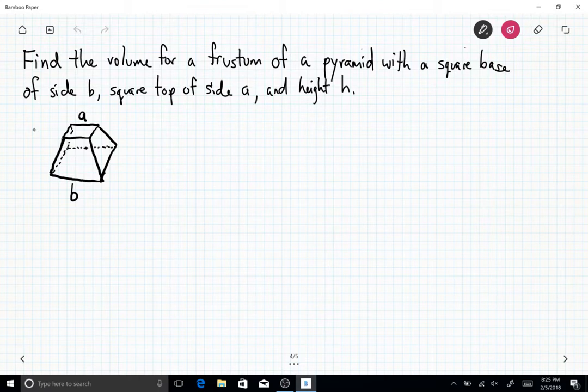So for this one, we're starting to get a little more abstract, and that's what we want to tend to do if possible. So find the volume for a frustum of a pyramid with a square base. That's key, square base, of side b at the bottom and square top of side a.